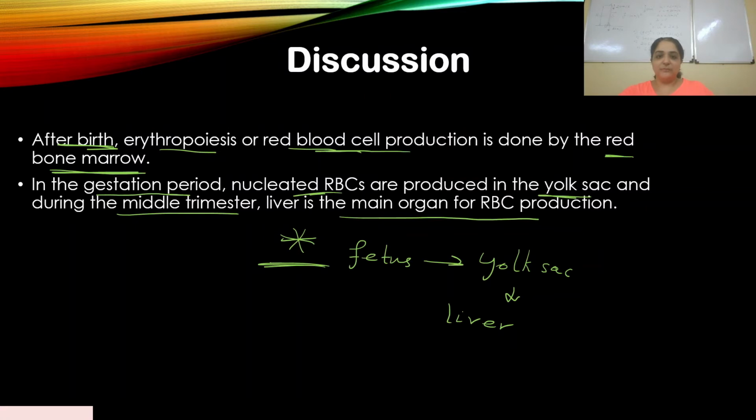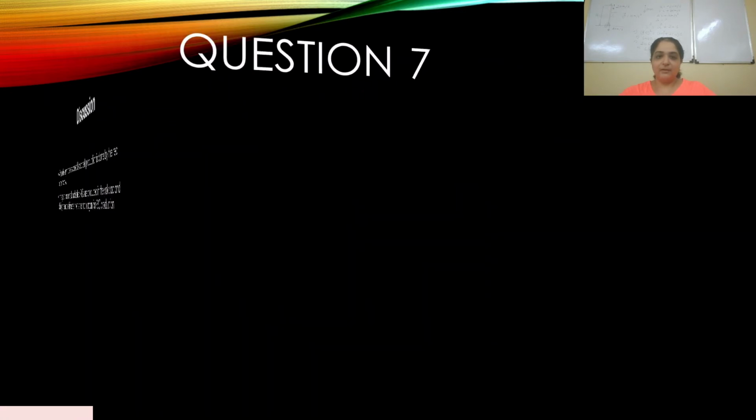So this is the right answer. Red bone marrow is therefore the site of erythropoiesis. Okay, let's move on to the next question. This was simple, this was direct. If you knew your facts properly, you could have answered this question. All right, question number 7.